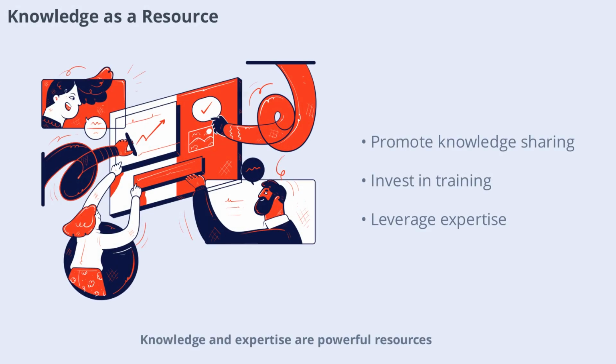Knowledge and expertise are powerful resources. Encourage knowledge sharing within your team and invest in training and development. By leveraging collective expertise, you can solve problems faster and innovate more effectively. Make knowledge management a key part of your allocation strategy.